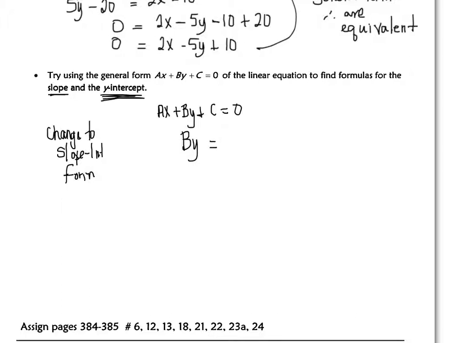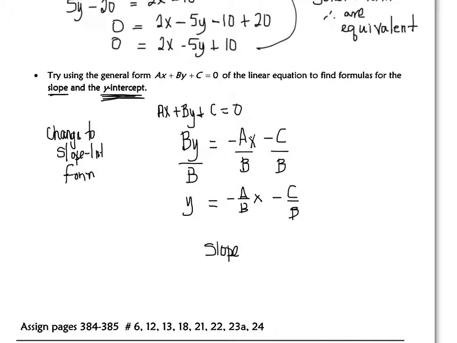So we're going to bring the ax over the other side, so it's going to become negative ax, and we're going to bring the c over, so it's going to become negative c. And then we want to divide out the b, so that's going to give you y equals negative a over b x minus c over b. If we look at that, that would mean that the slope would be negative of whatever a is over b, and the y-intercept would be the negative of whatever c is over b.